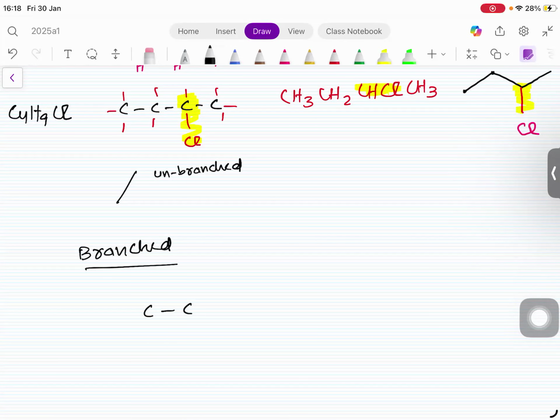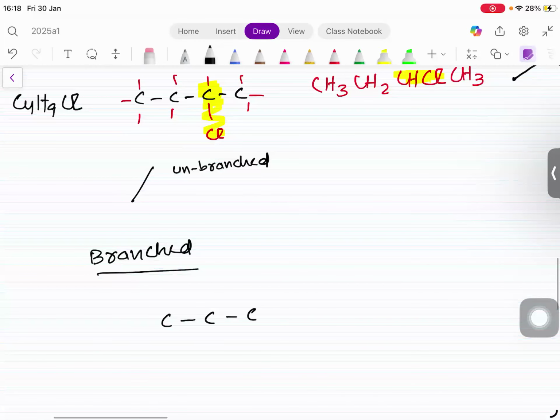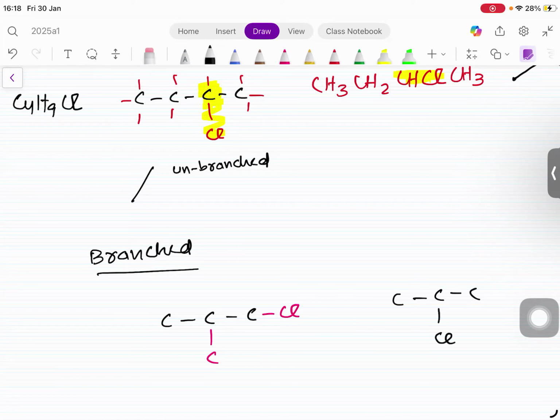Excuse me. Now I'm going to make it branched. 1, 2, 3 carbons in the chain. The fourth one is in the branch. Cl, I can put it anywhere, either at the terminal or in the middle. So let me put it on the terminal this time. And I can also put it in the middle. Let me draw both. Either you may have drawn it like this, where it looks like this.